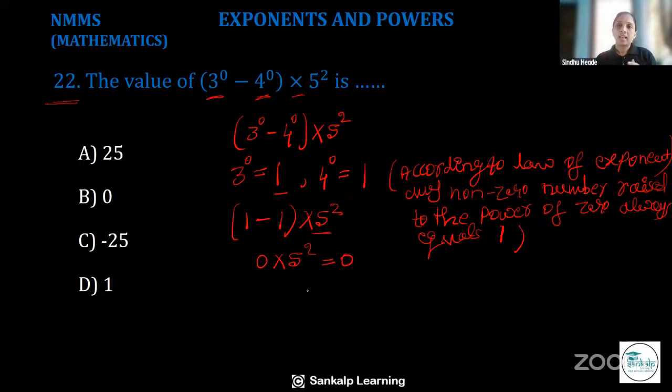Or you can write one more extra step, but it's useless. Why? Because still you get the answer at the end is 0 only. Because 0 into 5 square means 0 into 25. Still it gives 0 only. So no need to do the extra step. Just write here 0 into 5 square is 0 only. So our answer is option B, 0.